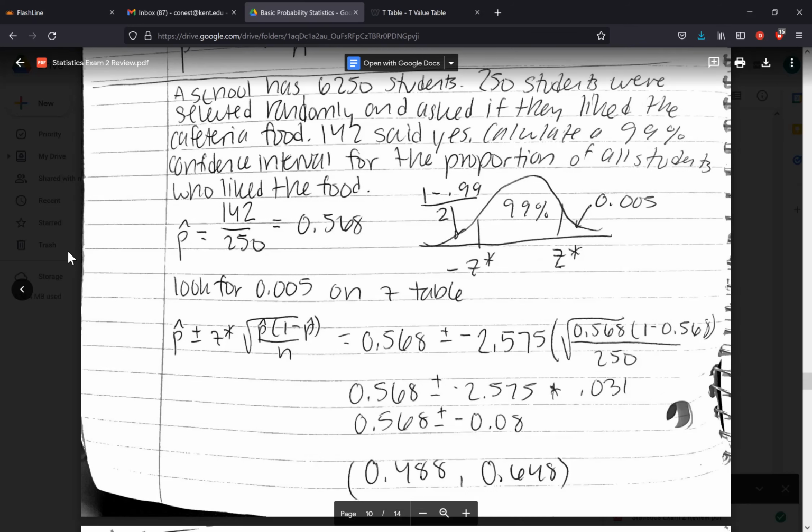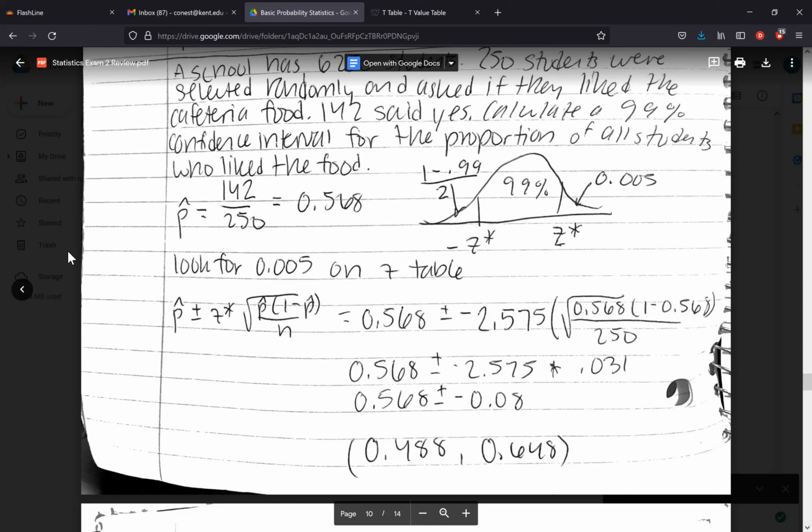So we don't really have the time or the resources to survey all 6,250 students. So a more reasonable sample size would be 250. And from the data we collect from the 250 students, we're wanting to make some inferences about what the rest of the students might think. And to do this, we can calculate a 99% confidence interval to try and estimate the true percentage of those 6,250 students who might like the food.